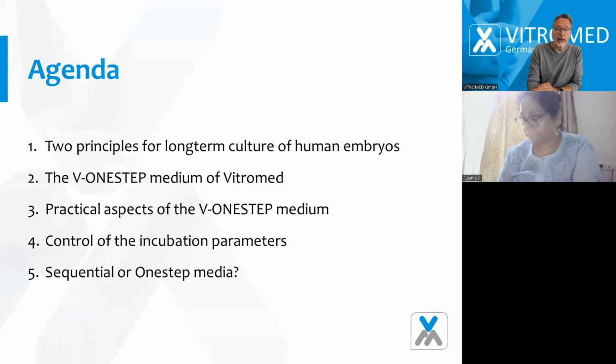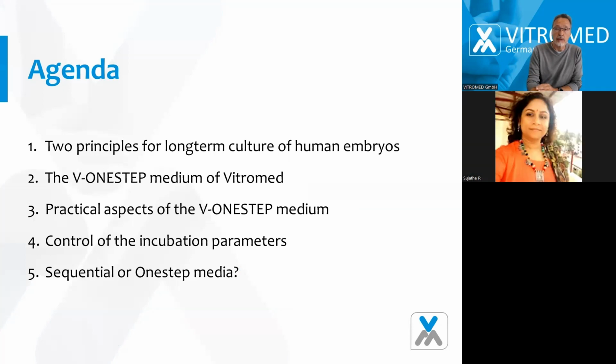This is a little agenda I want to go through. I want to show you the principles of the difference of long-term culture in human embryos, and the V-ONESTEP medium of VITROMED. Of course, I want to explain what is behind this. Then some practical aspects of the V-ONESTEP medium. One part is the control of incubation parameters. How can you do this, and why is it so important? And of course, at the end, the question: sequential or one-step media, which way to go?